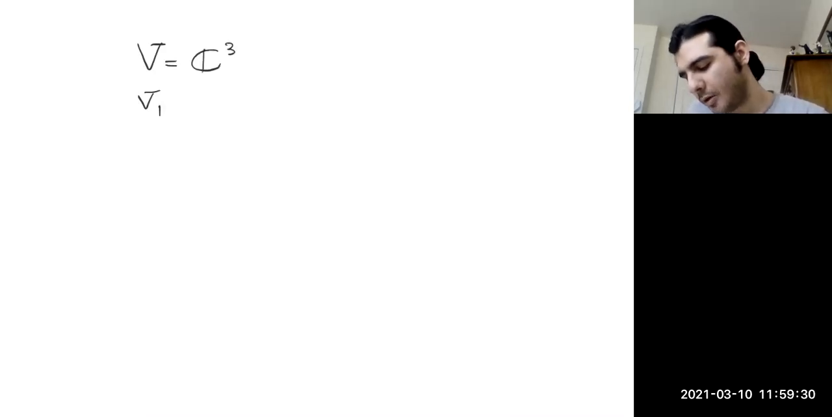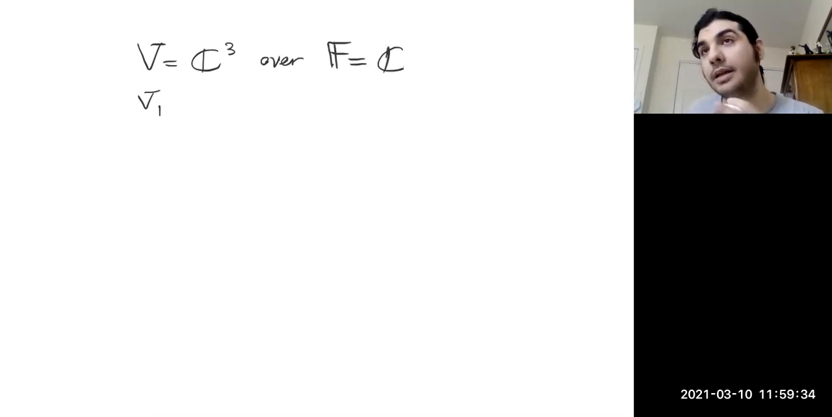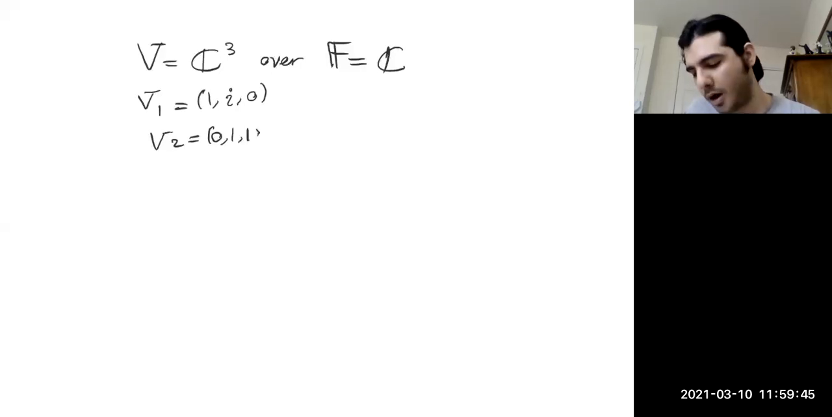Now, going back to your homework, we have 2 vectors. The vector space itself is C3 over the field of complex numbers, not real numbers. That is important. And the vector v1 here is (1, i, 0), and the vector v2 here is (0, 1, 1).